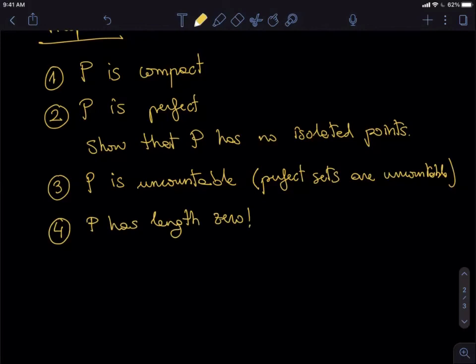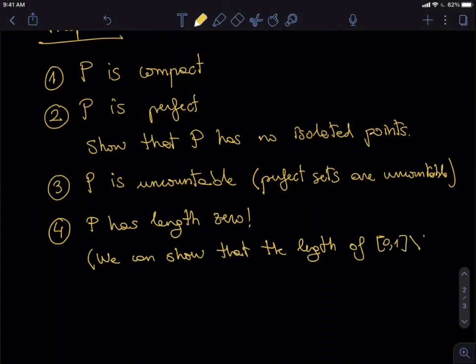Okay, we can show that the length of the complement, 0, 1 minus P, is 1. So that means that if we take the lengths of all the pieces that we have removed and we add them together, what we are going to get is as long as the interval 0, 1.